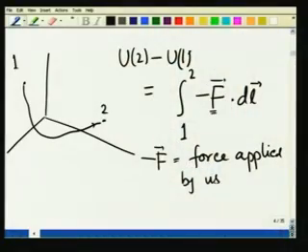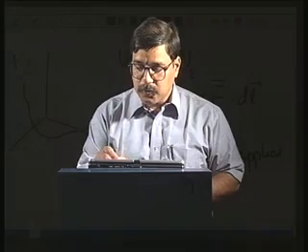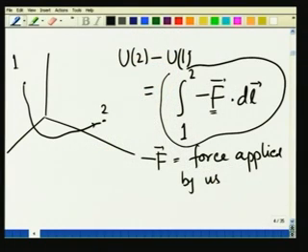So, I am bringing this body slowly, applying just enough force so that it does not accelerate, and let it come from point 1 to point 2 in equilibrium. Then this quantity minus F dot dl is going to be the work done by me, because I am holding the body, I am applying a force minus F, all right. So, this is the work done by me.